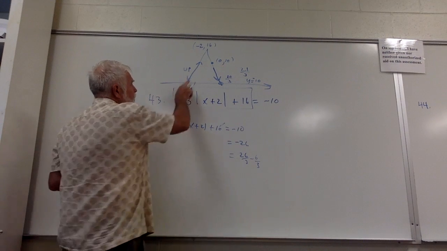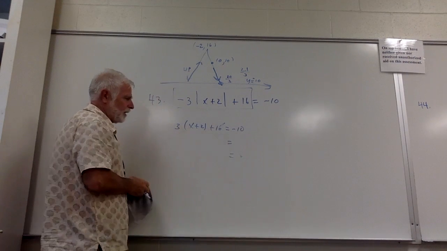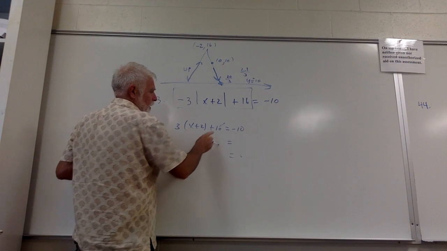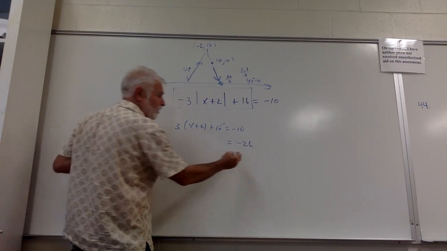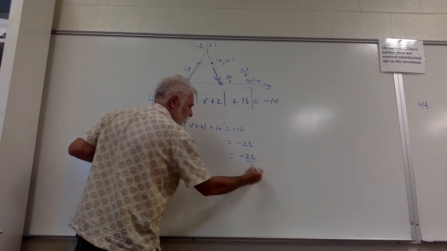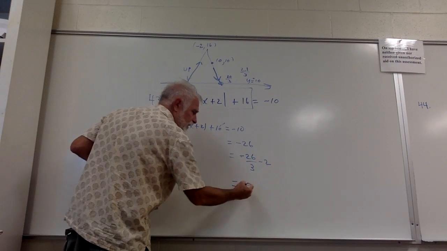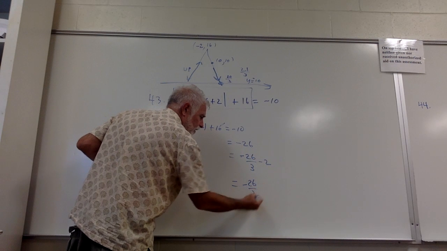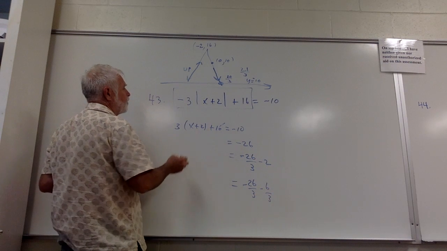All right, positive 3 is this one. Okay, so we just got to go backwards and do the positive 3 now. That's the nice thing about a board. So I'm going to subtract 16. Here's still negative 26, but now I'm dividing by 3, which is minus 26 over 3. And then I got to subtract 2. Right? So hopefully you're seeing minus 26 over 3, minus 6 over 3, and that's minus 32 over 3.